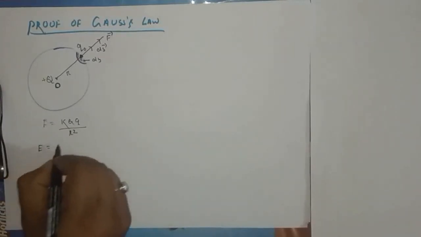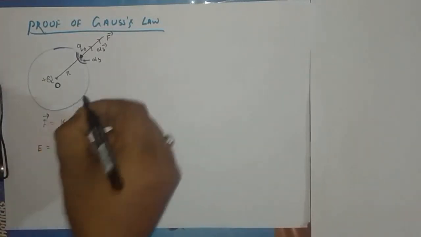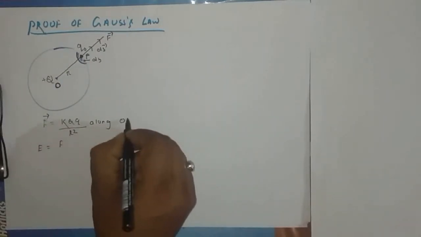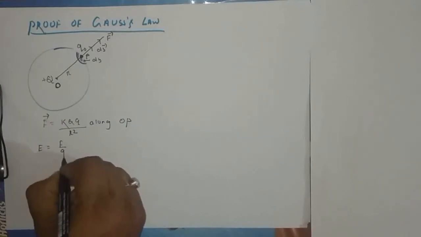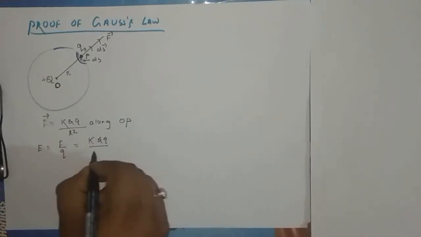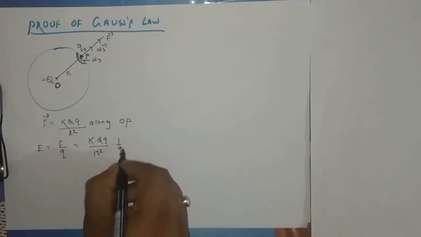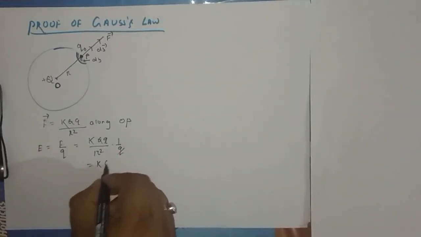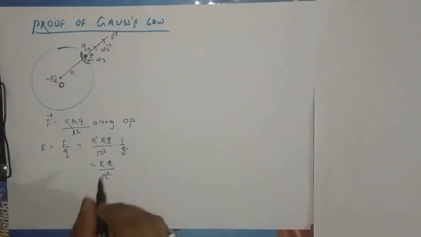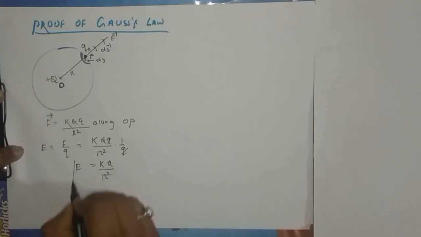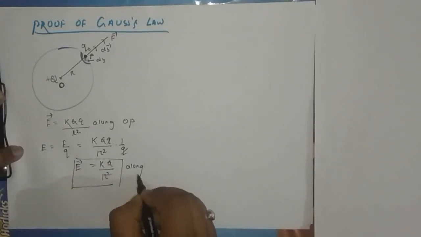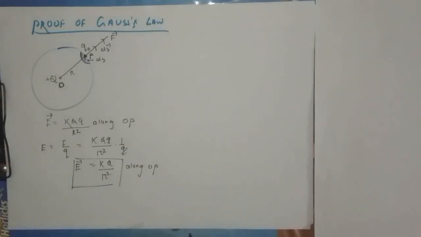What is the electric field? Of course it has direction. Let this be O and this point be P. I will write this is along OP. F by q, force by test charge. So force is K Q q by R square into 1 by q. So I got K Q by R square. Now this is my electric field. In vector form, it is also along the OP direction.